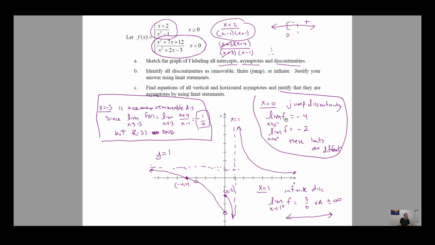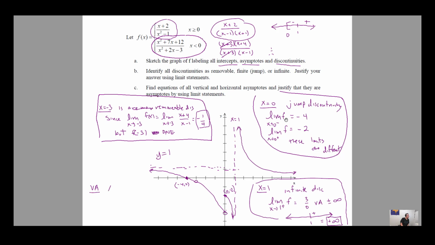And I already made my number line, and I saw that it was plus, so that means it equals positive infinity. And if your output is infinite, or if you're tending towards infinity, this is a vertical asymptote. So those are the answers to part B. Then when I do part C, find the equations of vertical asymptotes and horizontal asymptotes, I already did the justification for the vertical asymptote.